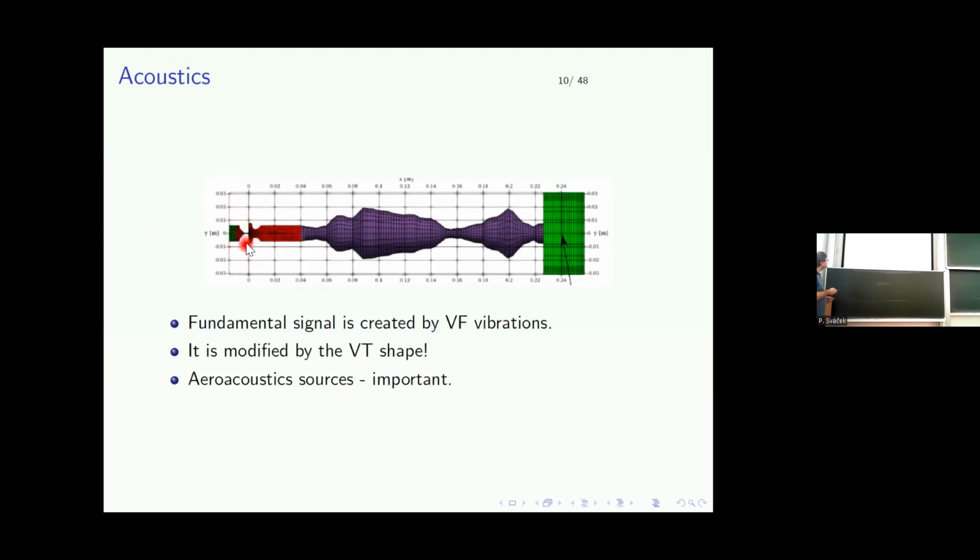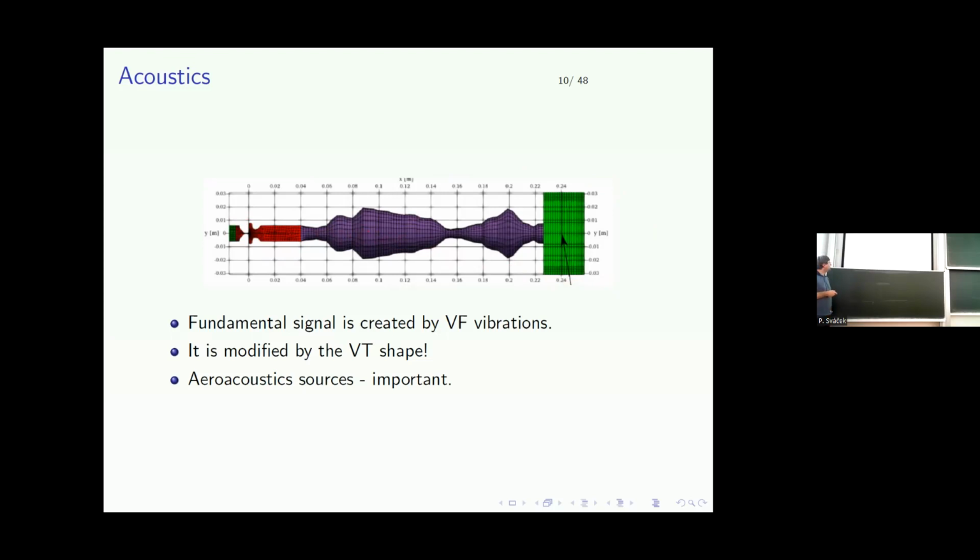But for the acoustics, we use a much bigger computational domain, which represents the vocal tract, and which includes the modification of the acoustic signal created by the vibrations of the vocal folds. So in the larynx the voice is created, but it is modified due to the shape of the vocal tract.